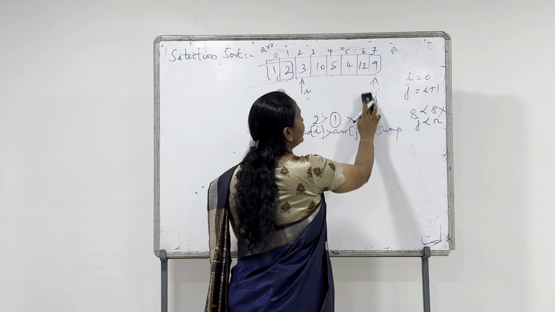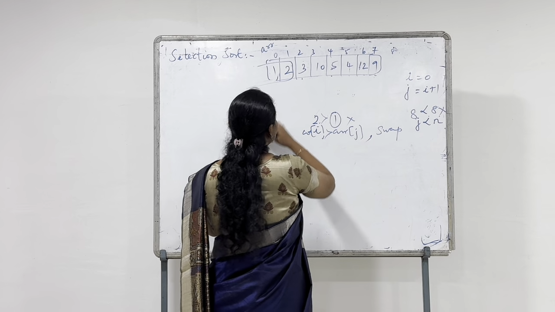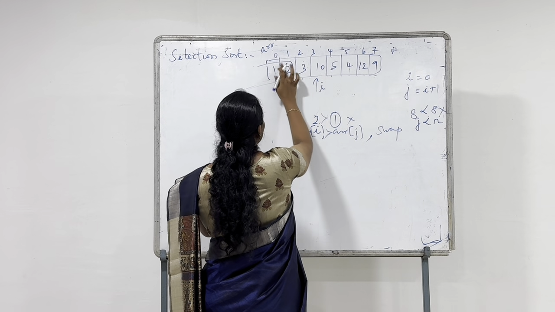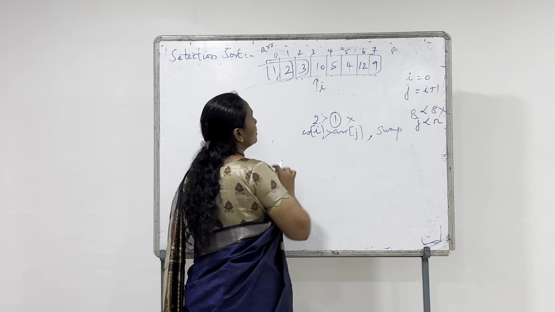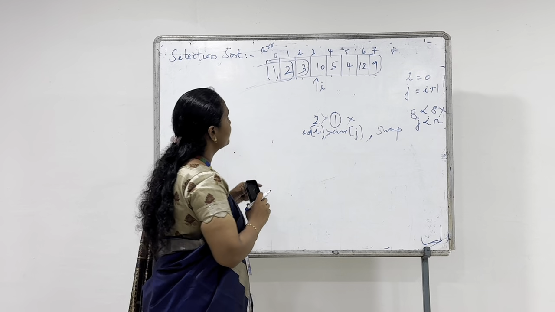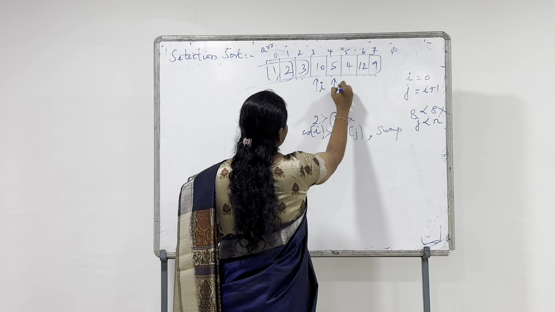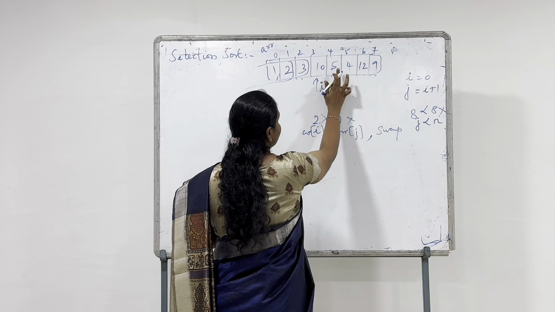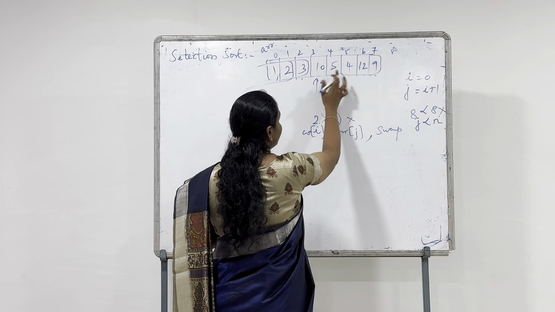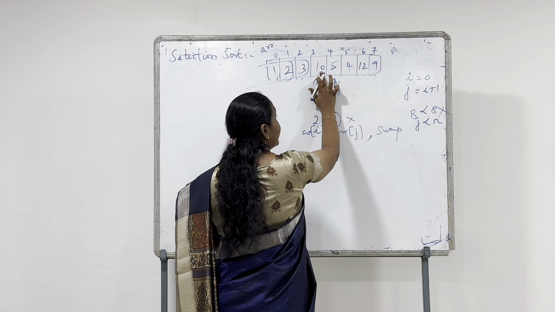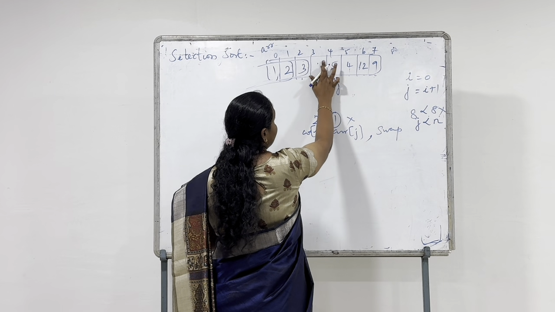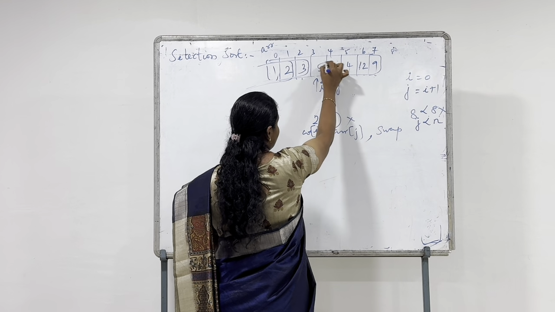And j comes out from the loop and I gets incremented. So now these three values are correctly in the sorted position. Next, I and j. This is array of I, array of j. Compare these two values. This is greater than this, so we want the lesser value here. So swap these two values.